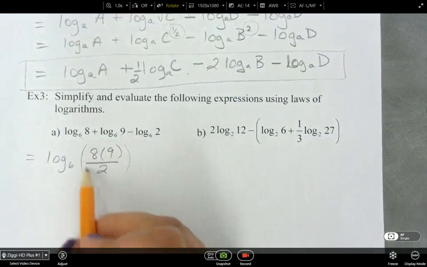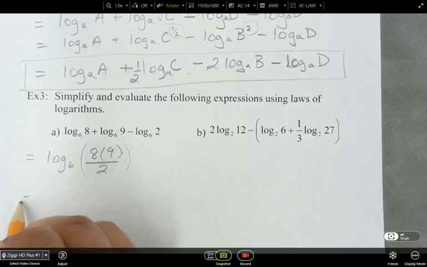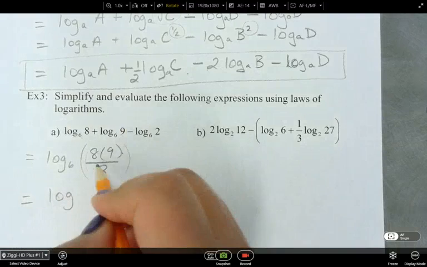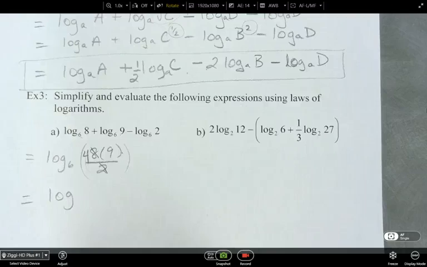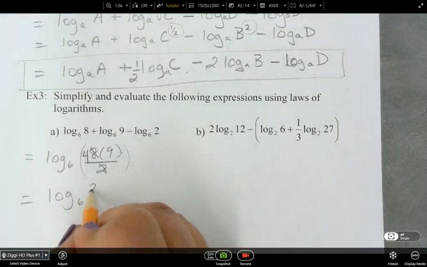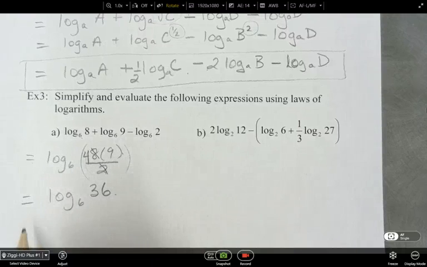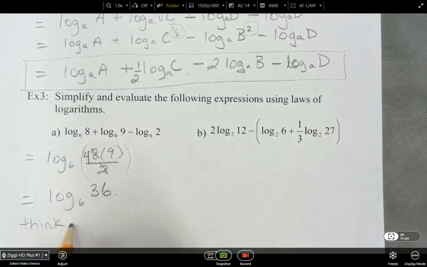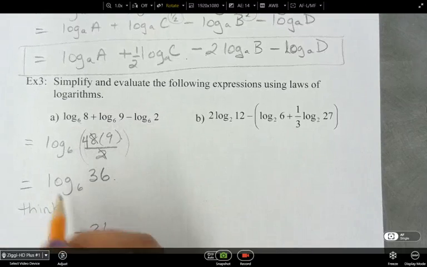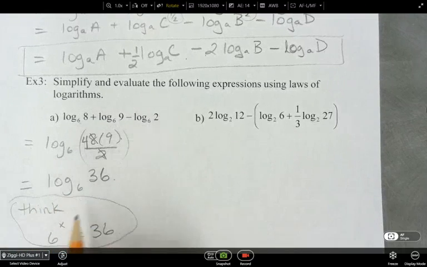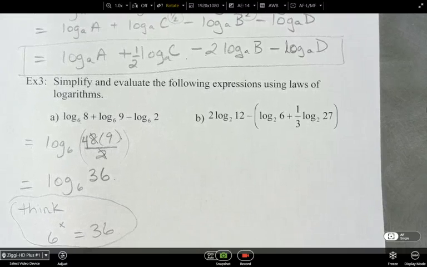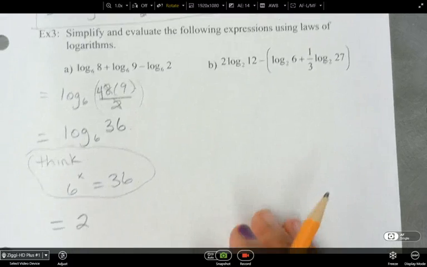Okay, and now I could deal with this argument here. So log, can I just reduce it here so I've got less multiplying to do? And then I've got log base 6 of 36. And now I need to think, okay, 6 to the power of what is equal to 36? So I'm going to keep this aside. So then that actually equals 2. So it evaluates to 2.